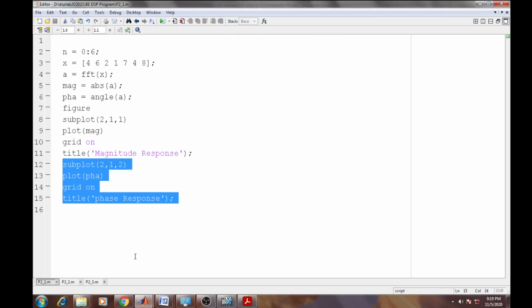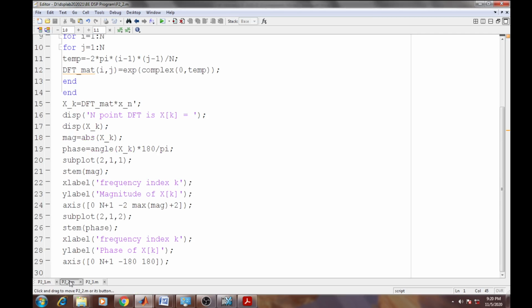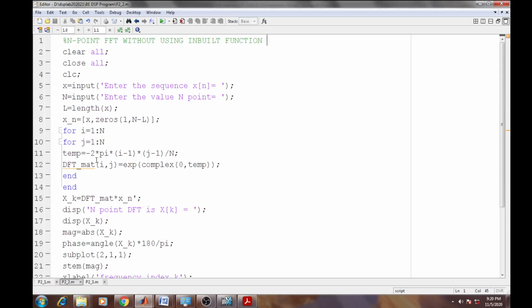Now I am turning toward the second point of this experiment. The same experiment I wrote in three styles. So this was the first style. Now I am showing you the second style here.